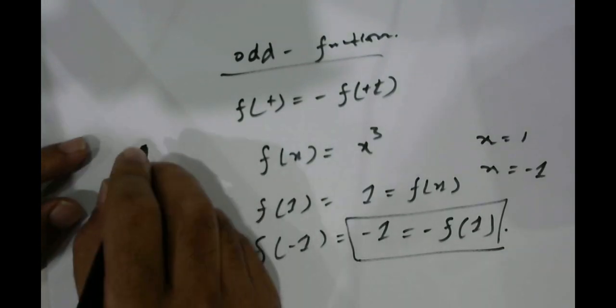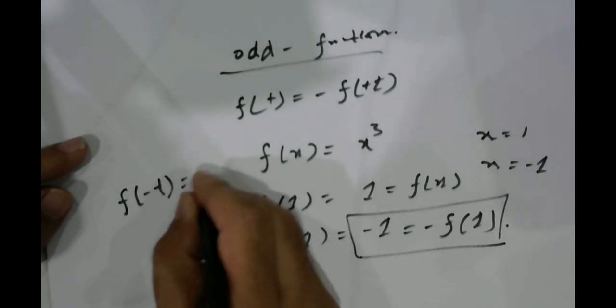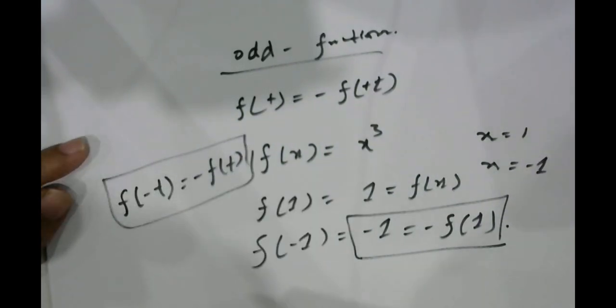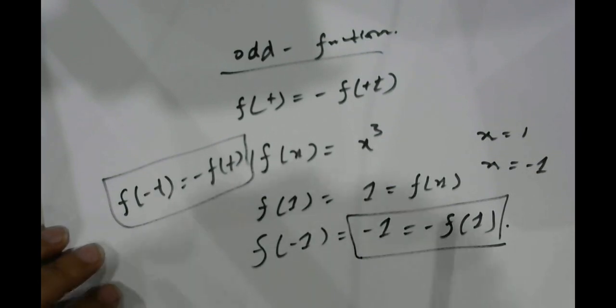Odd function. You can write its generalized equation as f of minus t is equal to minus f of t. This is your function and we call it odd function. You just need to remember these two things. There is another function, half wave symmetry, but we'll deal with it later. So far we understand what is a periodic function, what is even function, and what is odd function.